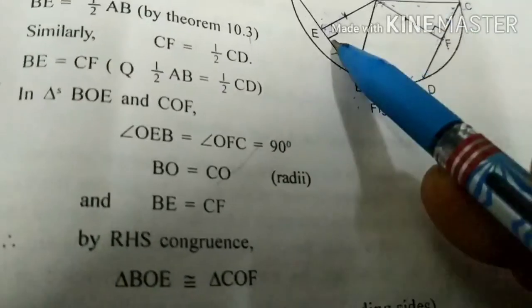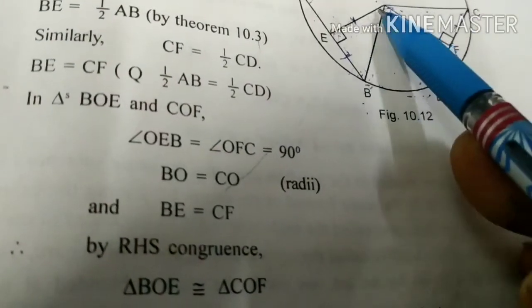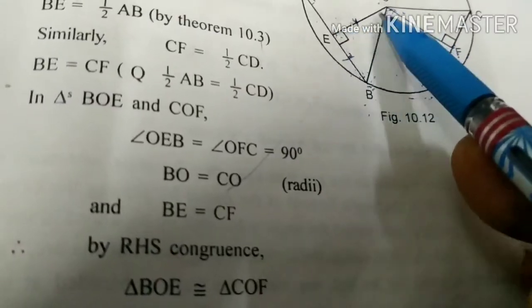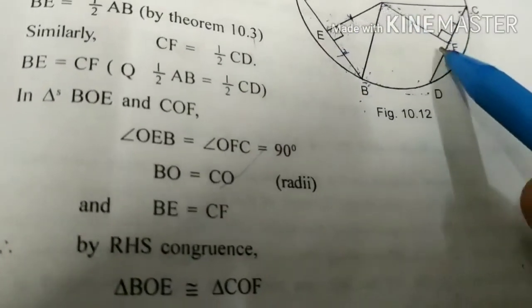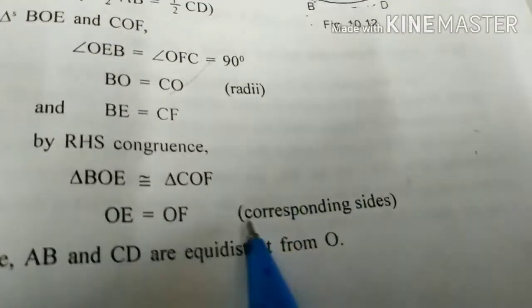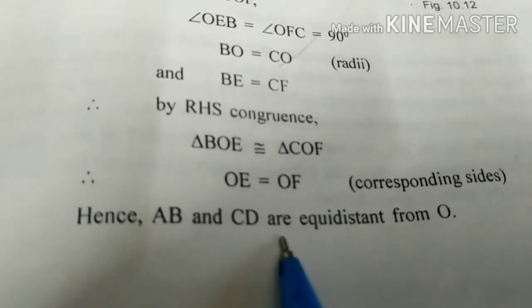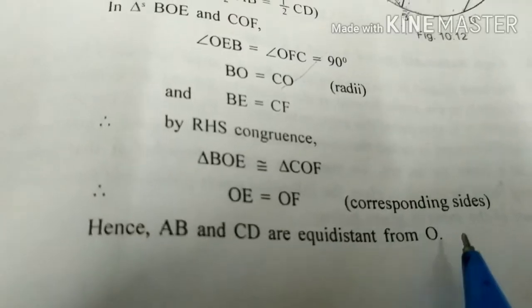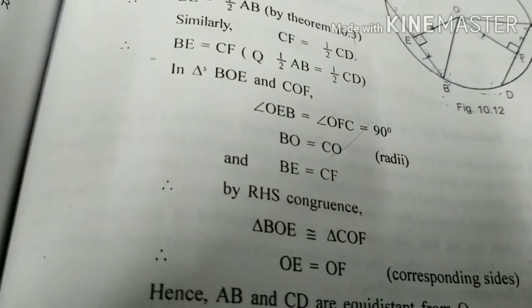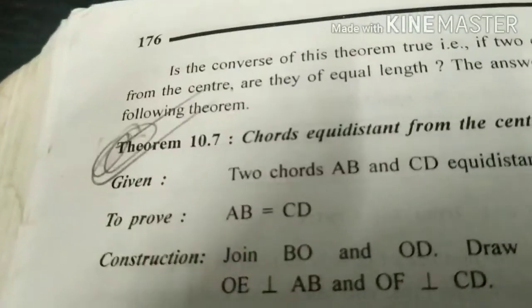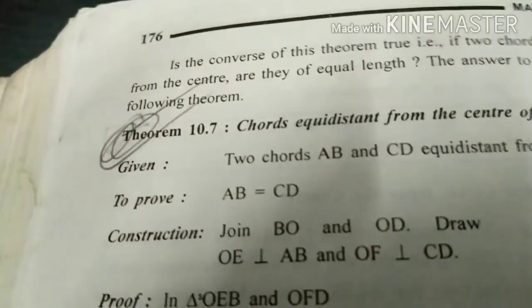So the triangles are congruent, and the corresponding sides are equal. Hence, AB and CD are equidistant from the center. Okay, so that is the theorem, chapter 10.6. Then the next is 10.7.